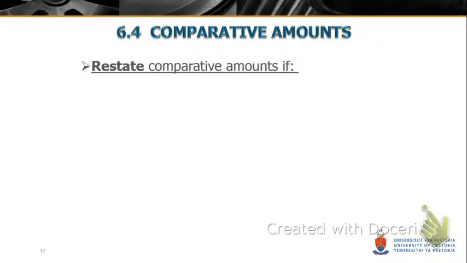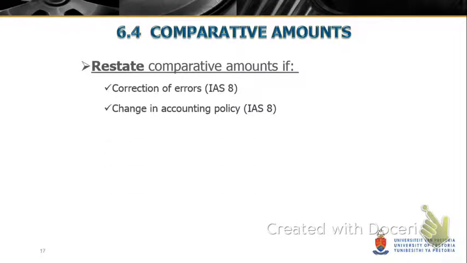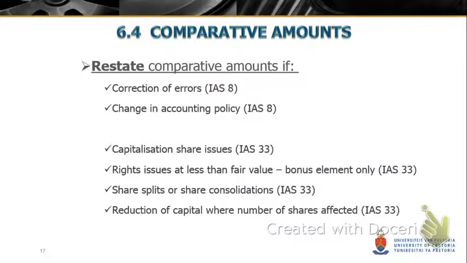The comparative amounts, restate your comparative amounts if there was a correction of errors or if there was a change in accounting policy. Now, as you've done in FRK 311, there you had correction of errors, and what did we do? We had to adjust the error in the current year, and then we had to restate the comparatives with the correct amount. The same with change in accounting policy. Now, these two adjustments are straight to earnings. But you also have adjustment which goes against the calculation of your WANOS.